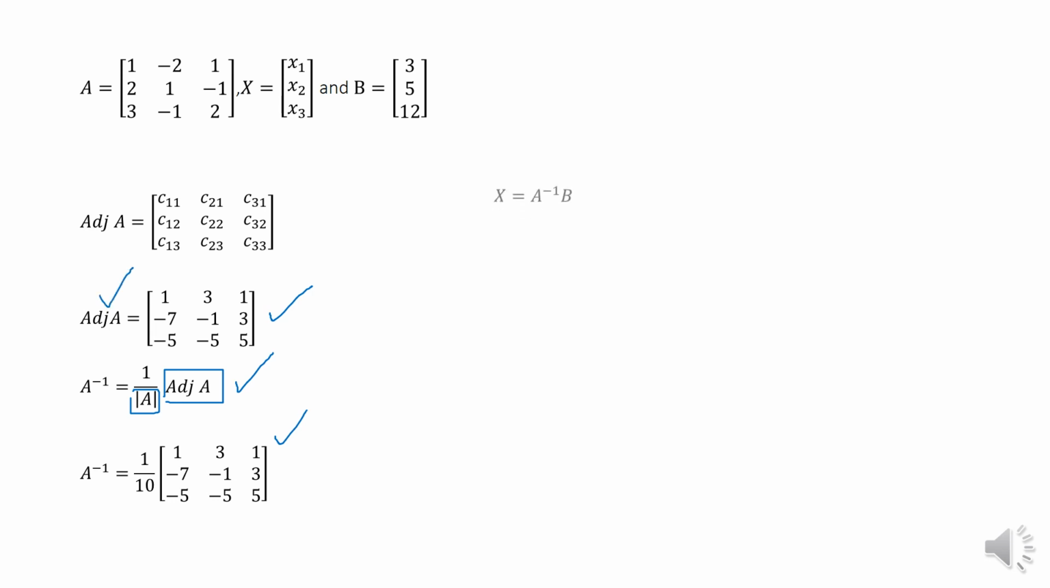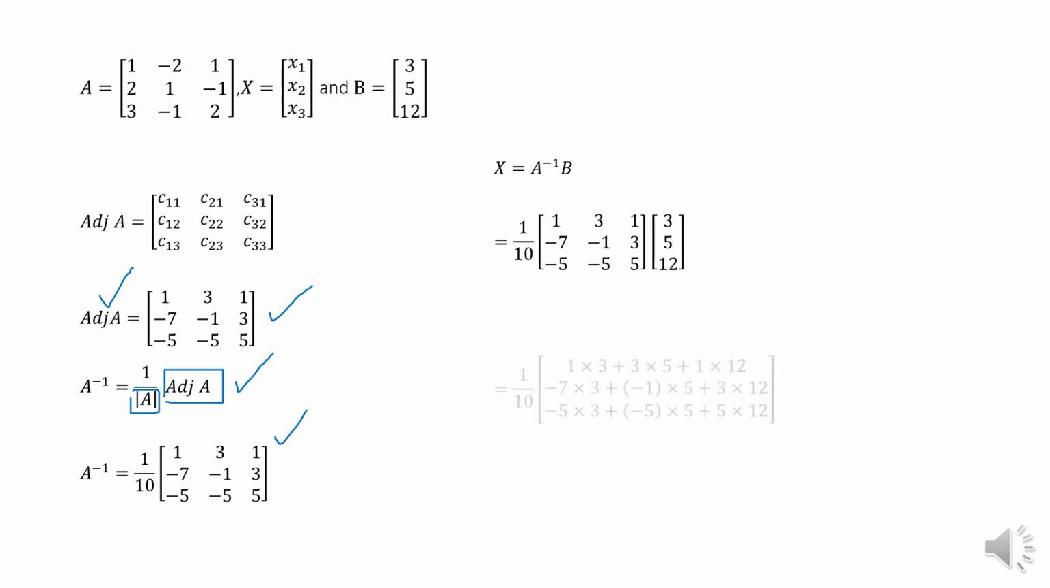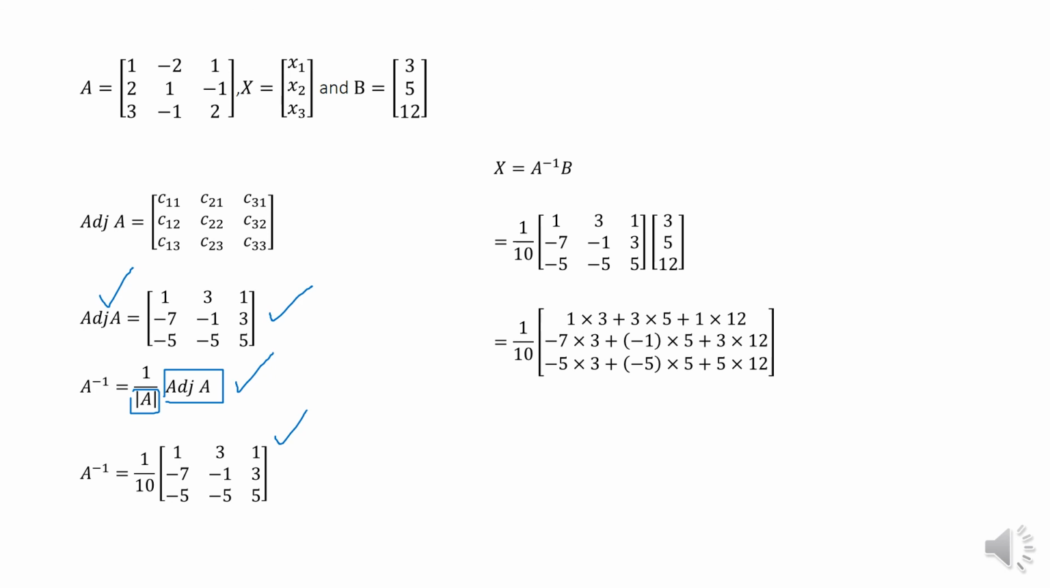Now we are ready for x. So by definition, x equals A inverse times B. Plug in values. We multiply this 3 by 3 matrix with this 3 by 1 matrix. 1 multiply 3, then plus 3 multiply 5, then 1 multiply with 12. We multiply the first row, so we get the first row.